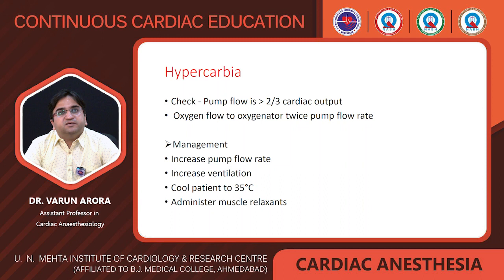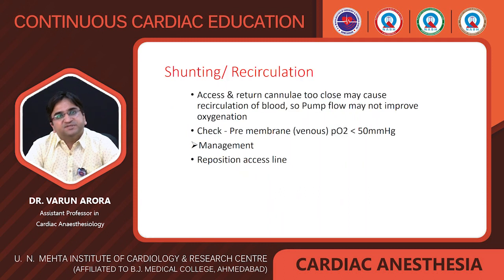Hypercarbia: check that pump flow is more than 2/3 of cardiac output and oxygen flow to the oxygenator is twice the pump flow rate. Management of hypercarbia: increase the pump flow rate, increase the ventilation, cool the patient to 35 degrees Celsius, and administer muscle relaxants.